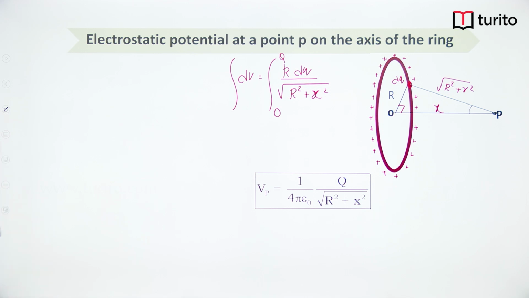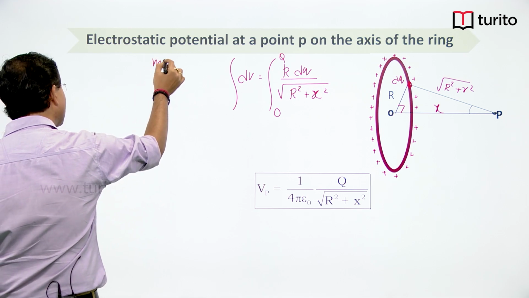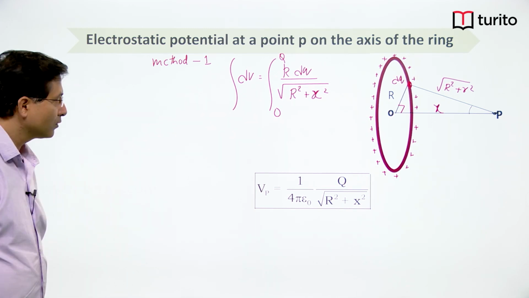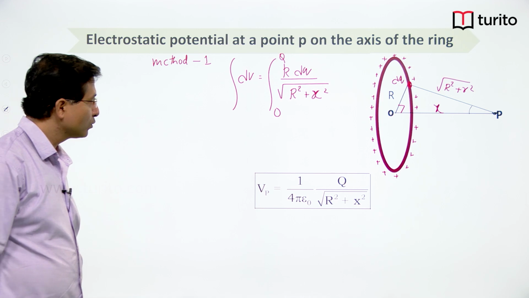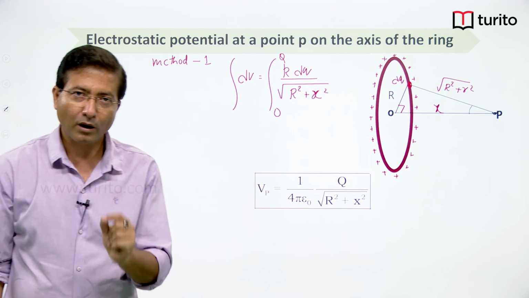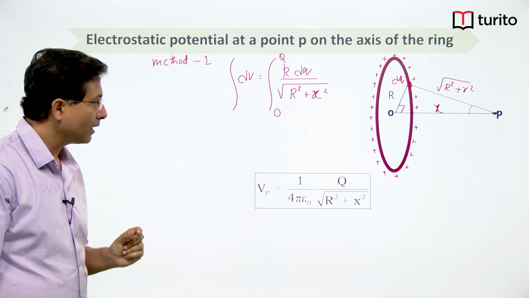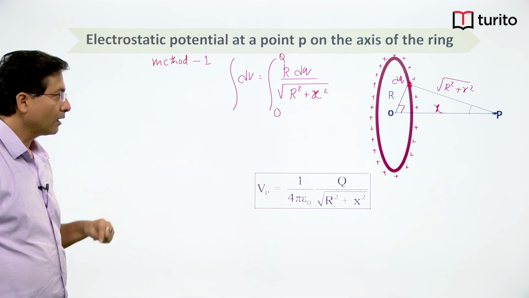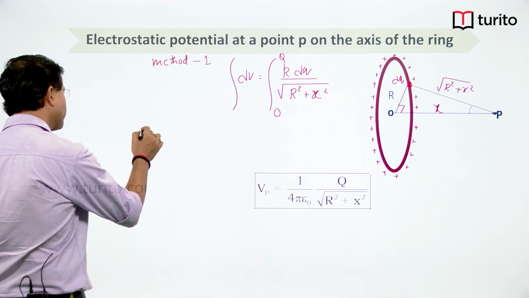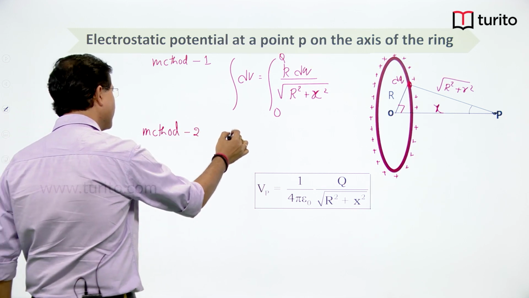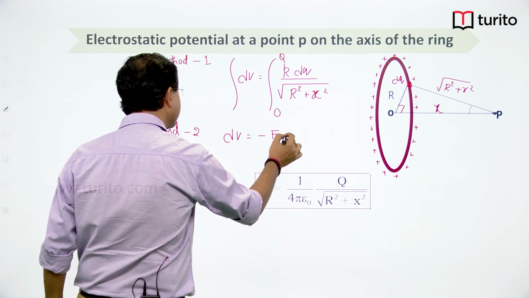I can also solve this problem using a relation. So I will call it method 1, using the result of point charge, I am getting the potential created by the ring. I can also use dV is equal to minus E dot dr.